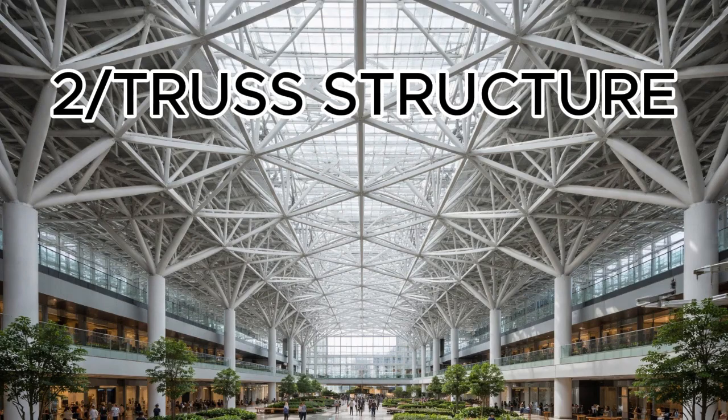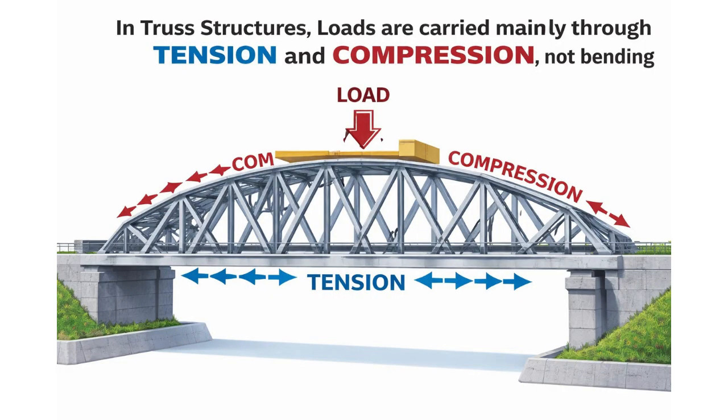Now let's move on to truss structures. A truss structure is made up of straight members connected together to form triangular units. The triangle is the most stable shape in structural engineering. In truss structures, loads are carried mainly through tension and compression, not bending. This makes trusses very efficient and economical for long spans. Truss structures are commonly used where large open spaces are required without columns in between.